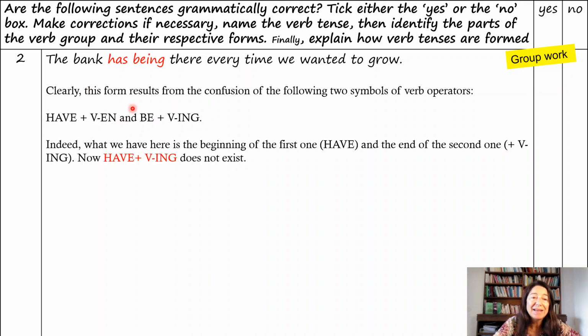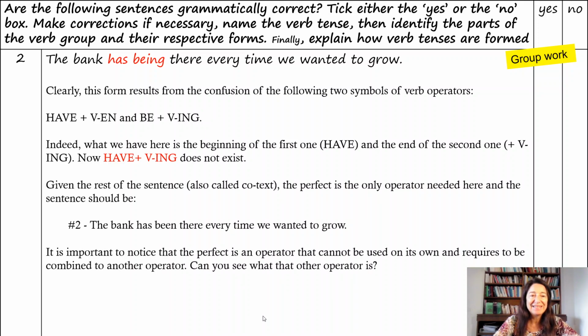We could also possibly have be plus VING, but we cannot mix the two. And given the context, have plus VEN will be the better idea here, so that the sentence, once corrected, will be: the bank has been there every time we wanted to grow. And you remember that active students are the students who improve their knowledge the most. So remember to answer the questions before I do. So has been is the correct form.